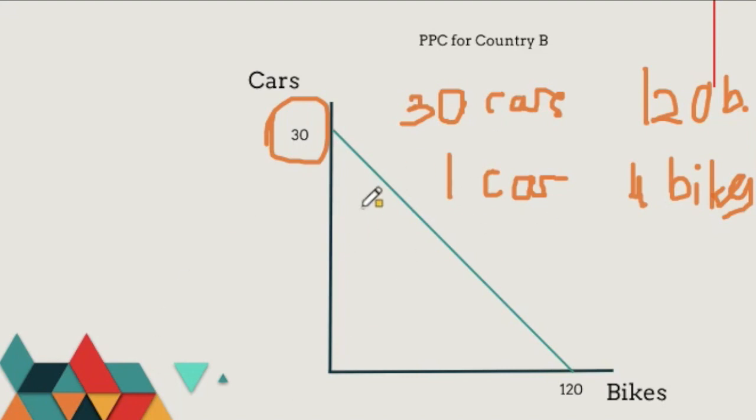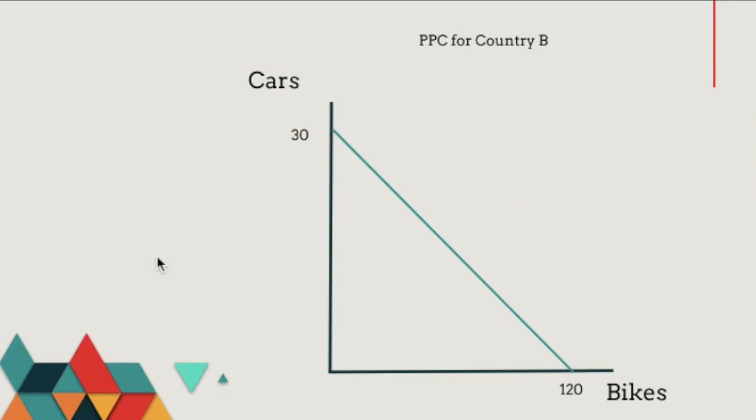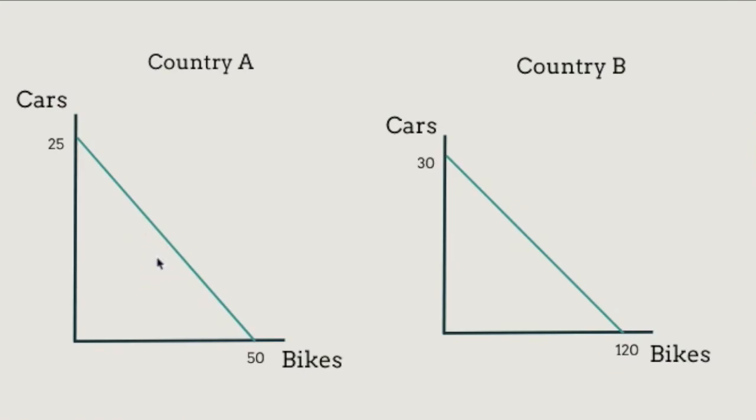And what this means is every time we produce 1 more car, every time we're going from a point here to a point here and making more cars, we're giving up 4 bikes. Now let's say these two countries want to trade. They want to provide goods and services to each other and receive goods and services in return.